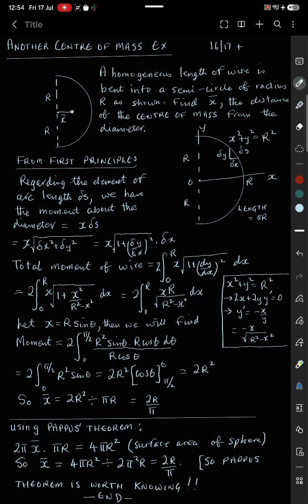So I've just made the remark that Pappus's theorem can be worth knowing sometimes. Anyway, that brings us nicely to the end of the exercise.